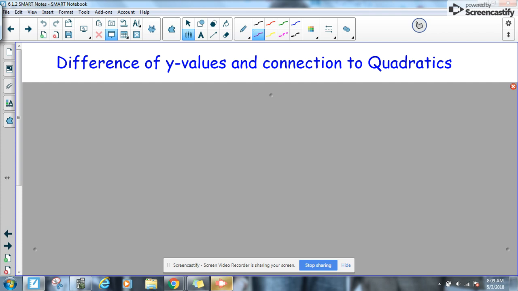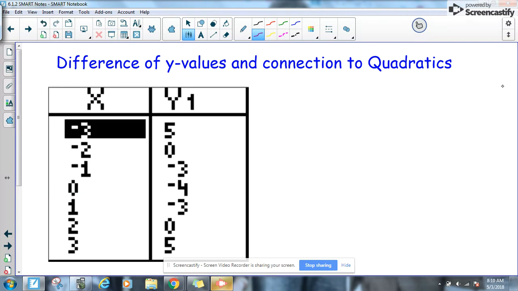Hey, everyone, Mr. Shatter back to take a look at what we've noticed after graphing all these parabolas. Well, now that we have all these data tables, the question is: is there a relationship in the data table somewhere that's going to lead us to believe that it must be a quadratic relationship? Well, the answer is going to be the difference of the y values. Let's take a look at the difference of the y values.